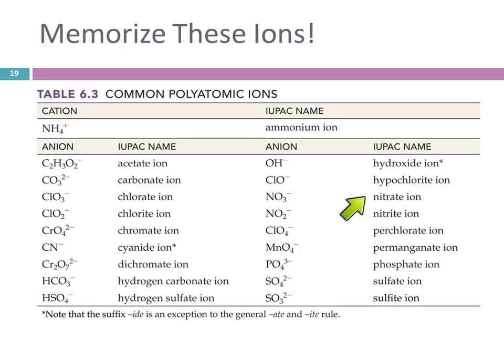The spelling matters because look how close these are, nitrate and nitrite. Those are two very different ions. And when we write formulas, we have to be very precise as well. Nitrate is NO3 with a -1 charge. Nitrite is NO2 with a -1 charge.